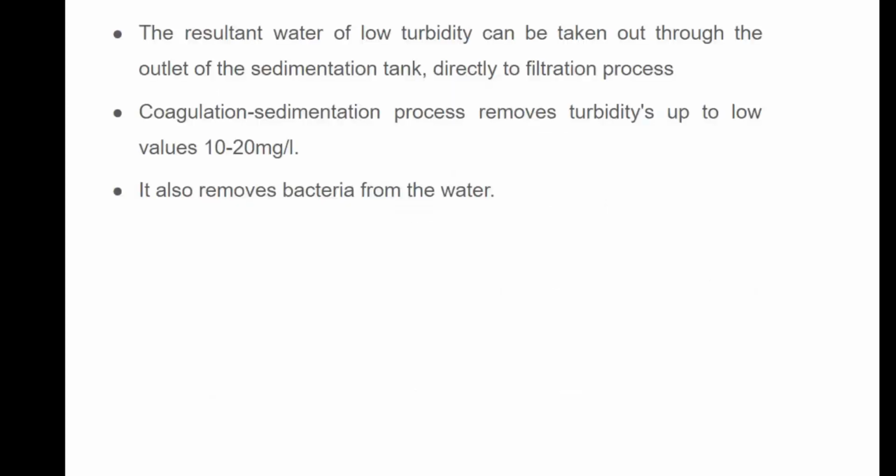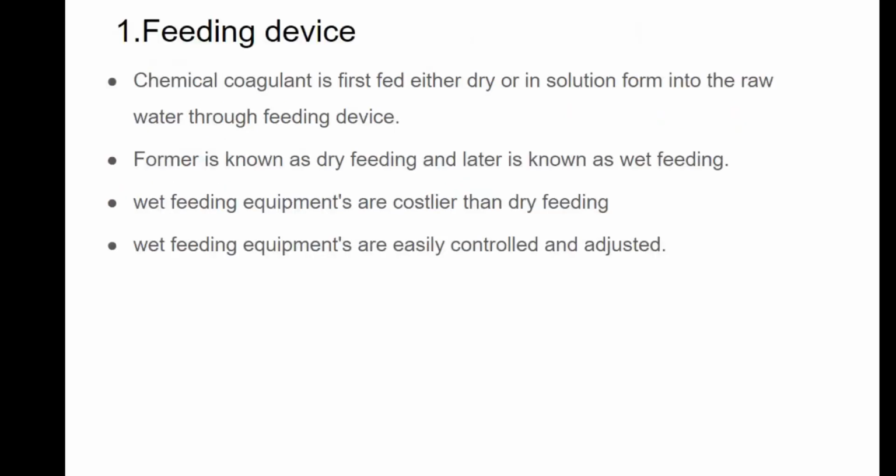The resultant water of low turbidity can be taken out through the outlet of the sedimentation tank directly to the filtration process. Coagulation cum sedimentation process removes turbidity up to low values, that is 10 to 20 milligram per liter. It also removes bacteria from the water. Up to 65% of bacteria is removed from water.